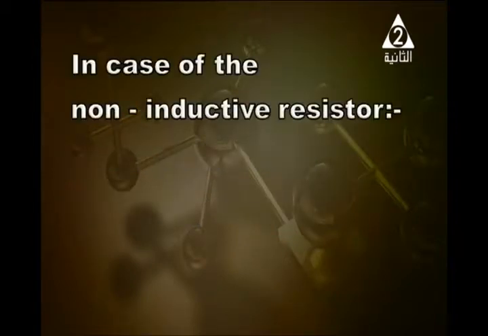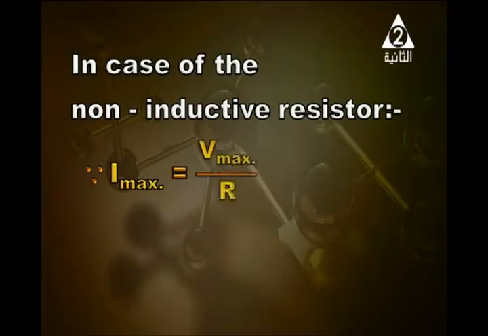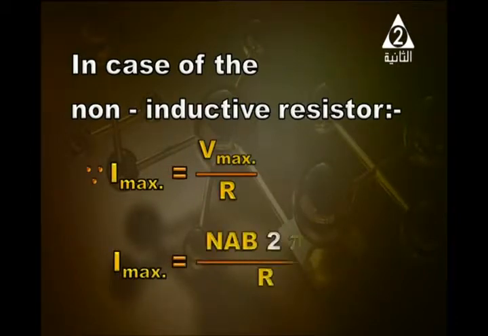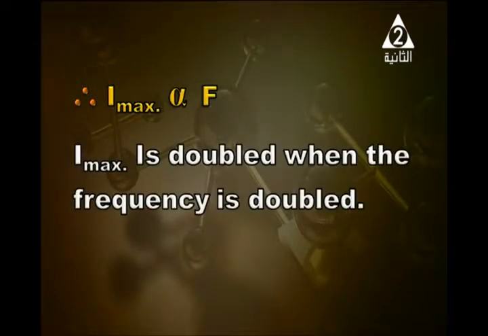And finally, what about the non-inductive resistor? I maximum equals V maximum over R. It is NAB 2 pi f over R. So maximum current is directly proportional to the frequency. So when the frequency increases, maximum current increases. If it is doubled, the current will be doubled. So I maximum is doubled when the frequency is doubled.